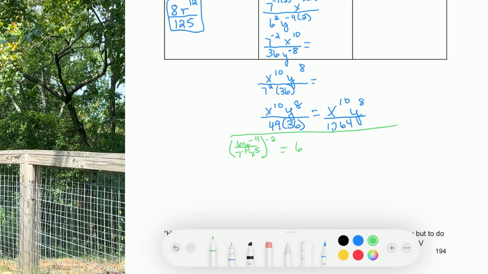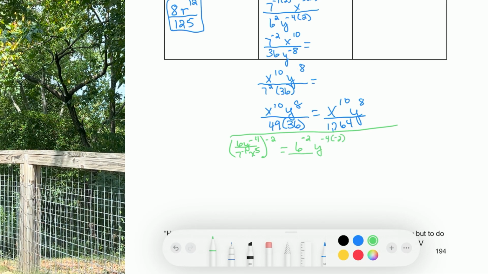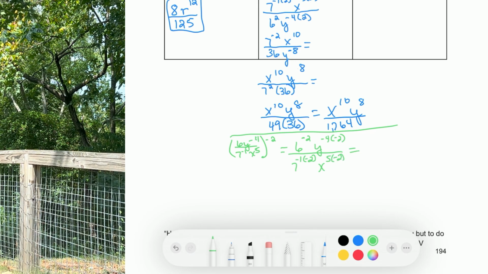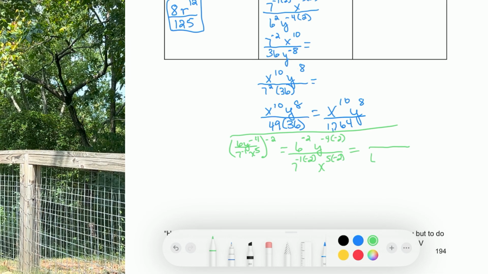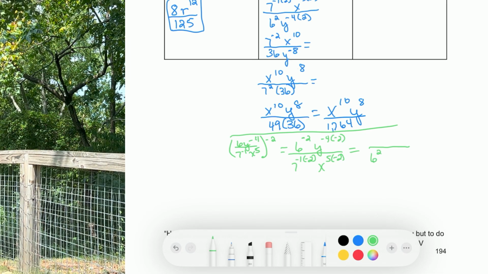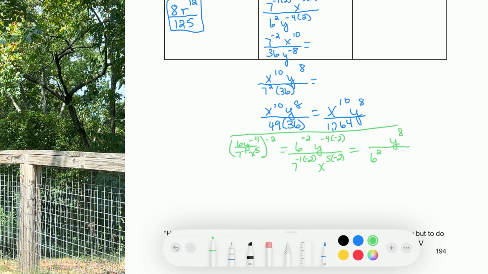So I end up with 6 to the negative 2 power. Y becomes negative 4 times negative 2. And then all of that is over that 7 to the negative 1 times that negative 2. And I get x to the 5th times negative 2. The 6 to the negative 2, I can't simplify. I've got to move it down to the bottom. So it's going to come down here and become to the positive 2 power. My y becomes, negative 4 times negative 2 becomes a positive 8.